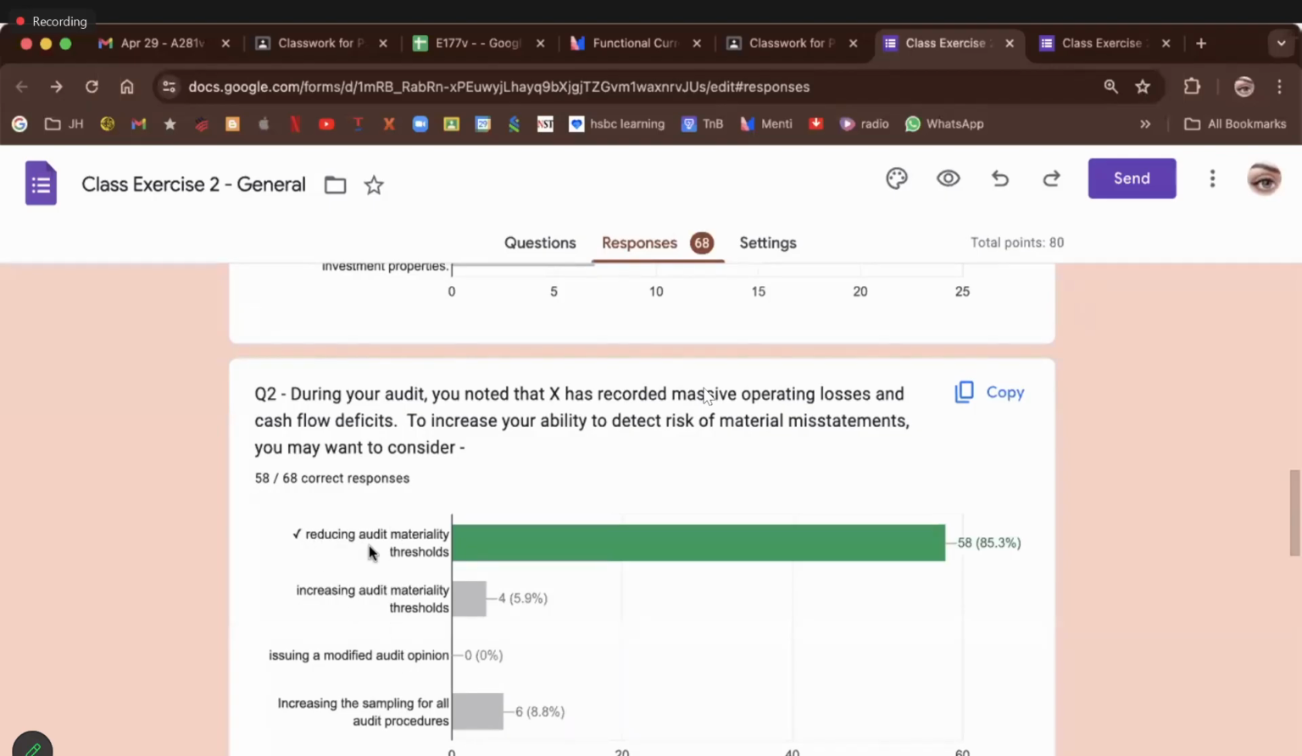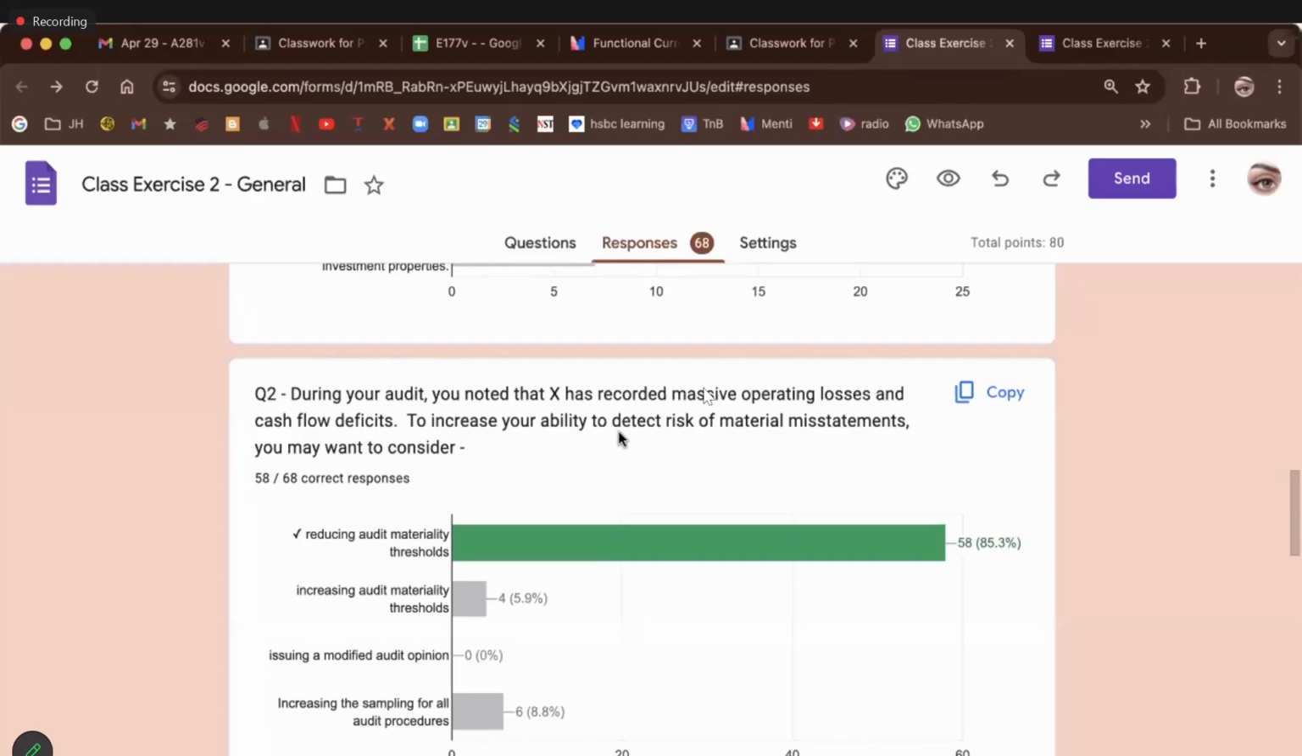Reducing audit materiality threshold, increasing audit materiality threshold, issuing a modified opinion, increasing the sampling for all audit procedures. Generally, if you look at this during an audit, increasing the sampling could be a correct answer too. If you ask me, it could be a correct answer. But the first response that we would want the examination candidate to choose is to reduce the audit materiality so that you are able to increase your ability to detect risk of material misstatement.